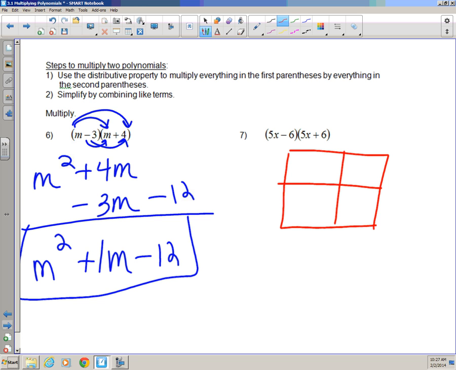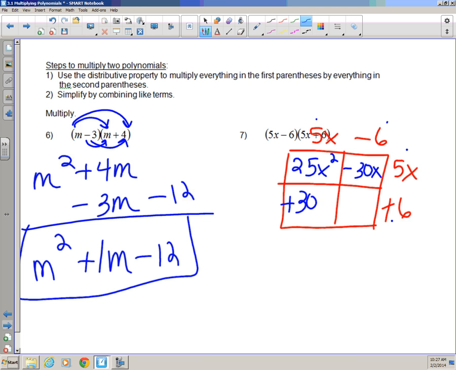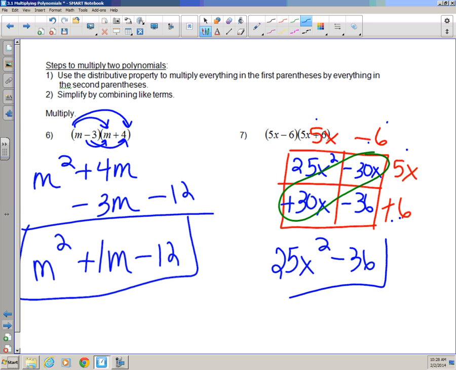I prefer to do the distribution method, but some of you guys might want to do the box method. It's your choice. The box method would have a 5x and a negative 6 here, and a 5x and a positive 6 here. So now as you go through and multiply, you would say, well, 5x times 5x, 25x squared, negative 6 times 5x, negative 30x, 5x times positive 6, positive 30x, and then negative 6 times positive 6, negative 36. Your like terms come up here on the corner, but notice that they're opposites, so they will in fact cancel each other out. Negative 30x plus 30x is just 0, so your final answer is 25x squared minus 36.